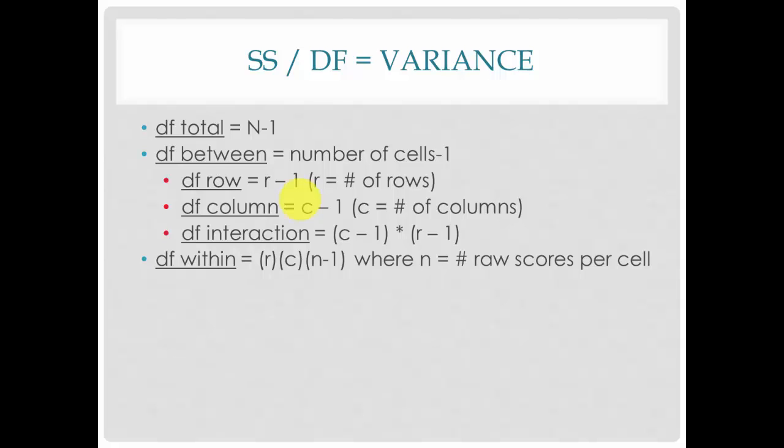And n is something a little different here, so let's memorize this and not be confused. N for degrees of freedom within is the number of raw scores per cell, okay? I'll show you the example in a moment and it'll make a little more sense. So it's the number of rows times the number of columns times n minus 1, where n equals the number of raw scores per cell.